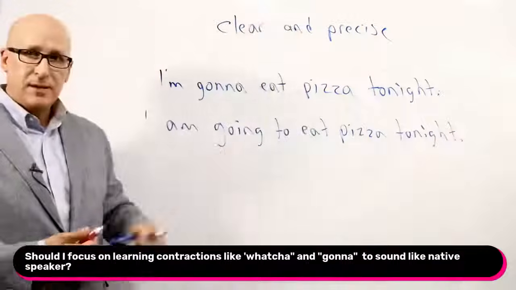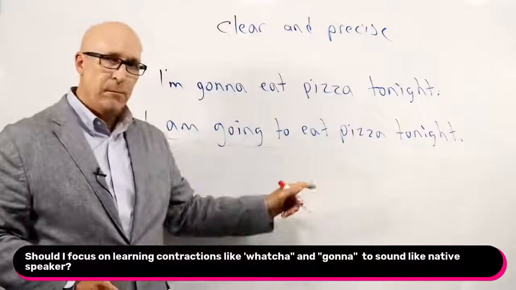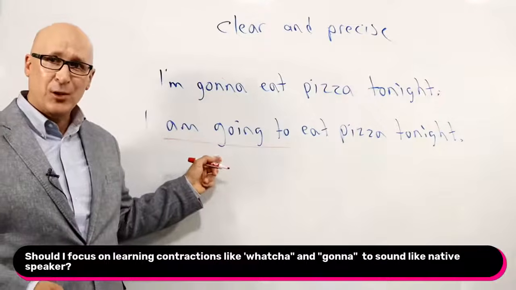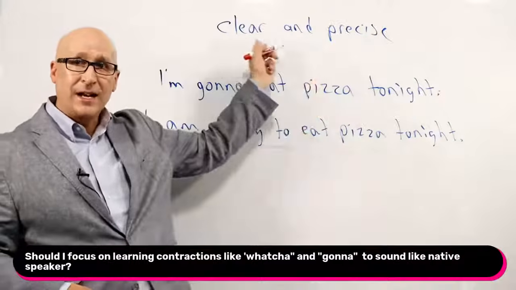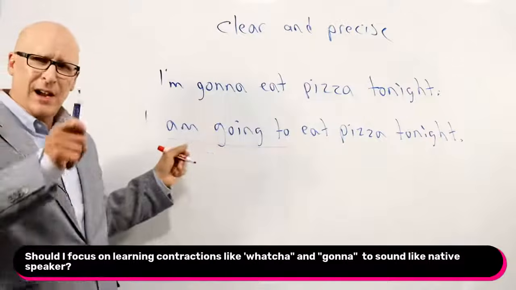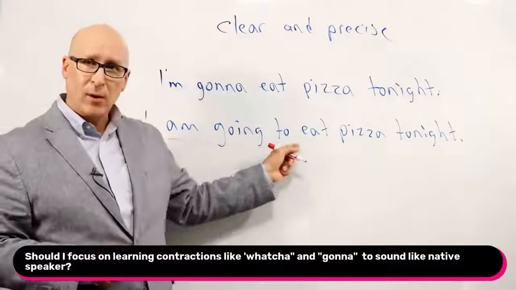Now, I know what it means because I learned it when I was a child. I learned that that is the correct way to say, it's the accurate, clear, and precise way to say this future tense expression. Tonight, I am going to eat pizza. I'm going to eat pizza tonight.